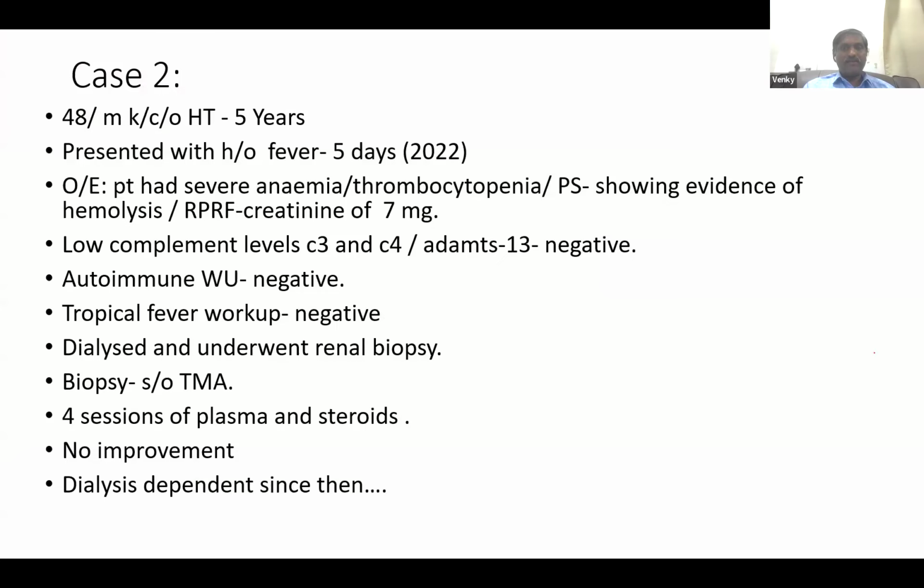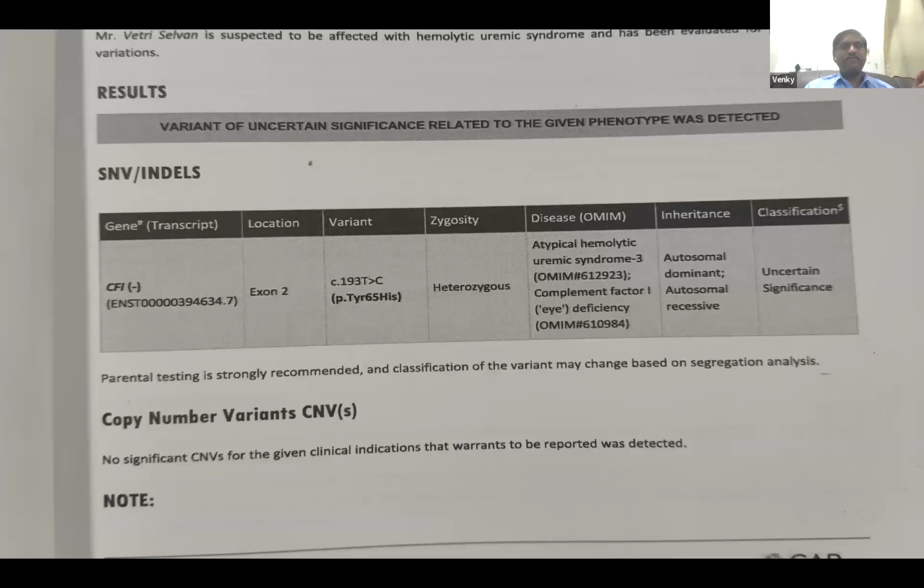So this was case 2, which was similar to the first case. It's a 48-year-old man who presented with fever in the year 2022 for 5 days, and he had peripheral hemolysis with RPRF, low complement levels, and an autoimmune and tropical fever workup; ADAMTS13 was negative. He was dialyzed and underwent renal biopsy, and the biopsy showed TMA. Plasma and steroids gave no improvement, and he became dialysis dependent. So this is his genetic study report, where he had a complement factor I mutation, a heterozygous mutation. This was the tyrosine to histidine change. There was a heterozygous genetic mutation. This is case 2.